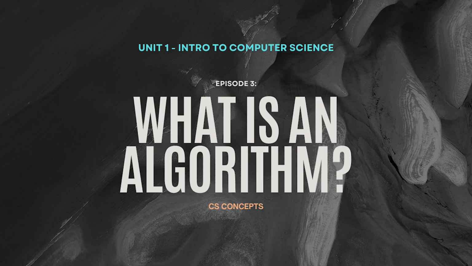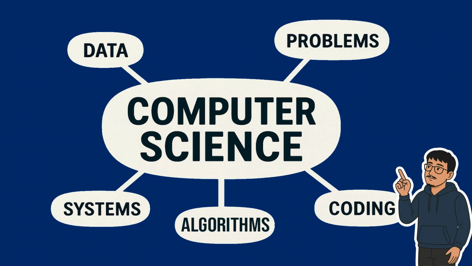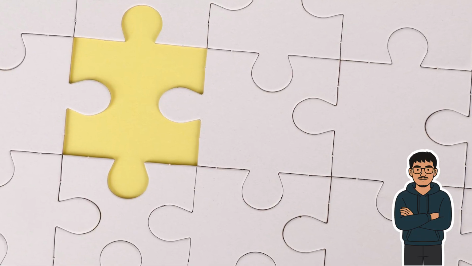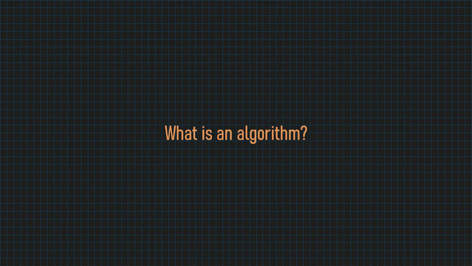Welcome back to another video in our Computer Science Concepts playlist. This is episode 3 of Unit 1, Introduction to Computer Science. So far, we've talked about what computer science is and what a program does. Now it's time for the last piece of the puzzle, the logic that powers it. Today's big question is, what is an algorithm?